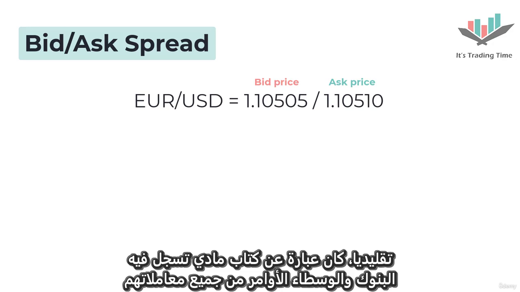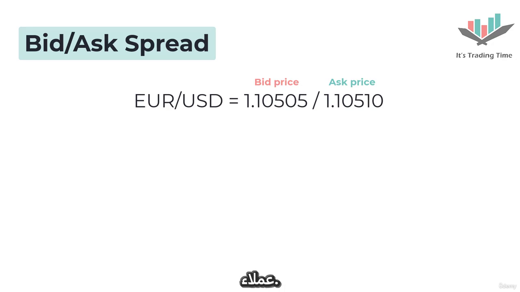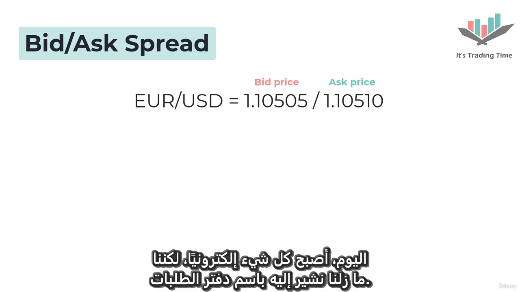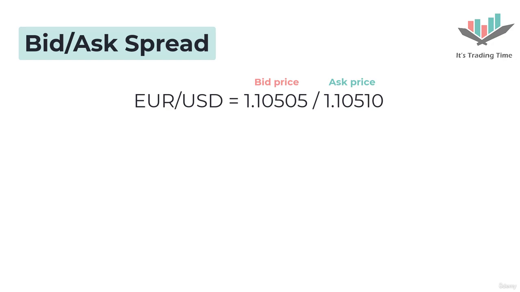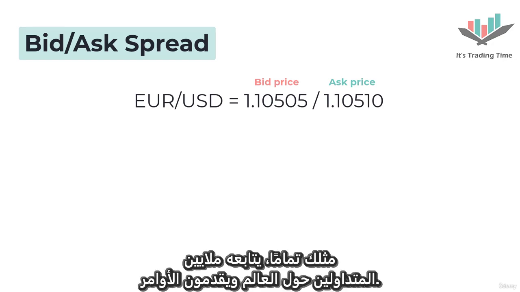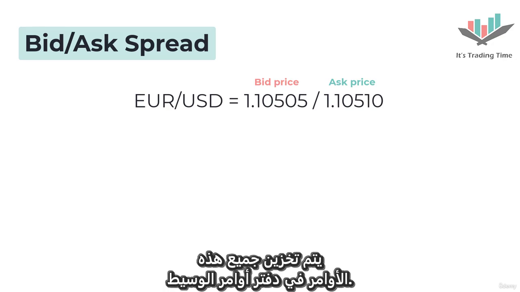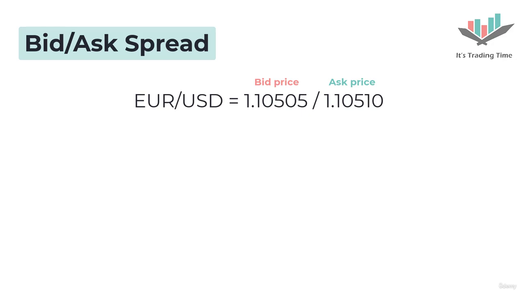Traditionally, it was a physical book in which banks and brokers registered the orders from all their clients. Today, everything is electronic, but we still refer to it as order book. So let's say that you are looking at euro-dollar, for example. Just like you, millions of traders around the world are looking at it and placing orders. All these orders are stored in the broker's order book.